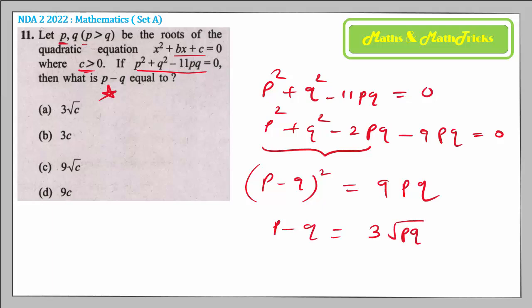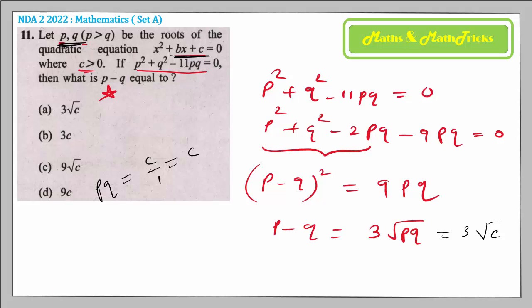Now what is PQ? Product of P and Q, which are the two roots of the given equation. You know the relation between roots and the coefficients. So the product of roots P into Q will be C by 1, so C. So basically this will be 3 times root C.